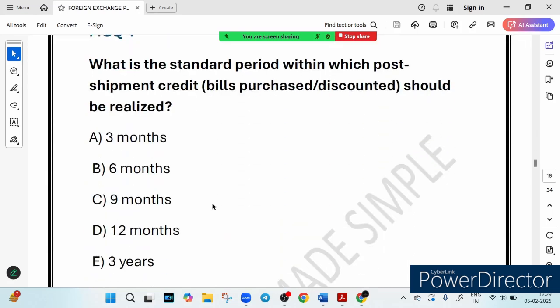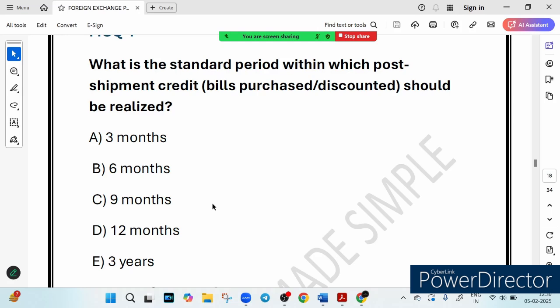What is the standard period within which post shipment credit, that is bill purchased or bill discounted, should be realized? Right, very good question it is. Option A says 3 months, then 6 months, 9 months, 12 months, 3 years. A 3 month period is not enough for post shipment credit to be realized. Exporters are allowed a longer time. Imagine you are an exporter selling a product to a company overseas. Even though the goods were shipped, the buyer might need more time than 3 months to settle the payment.